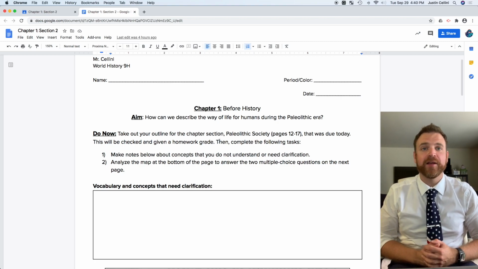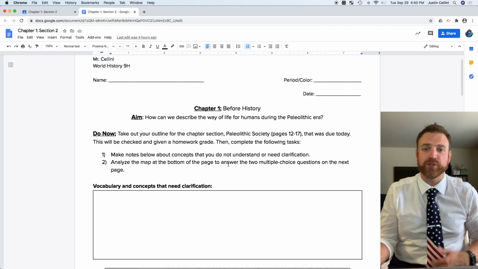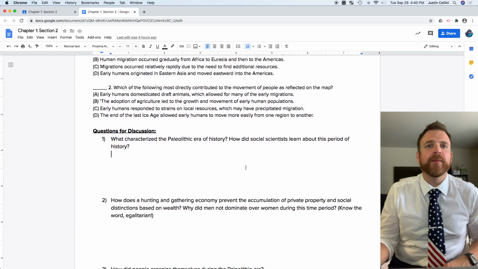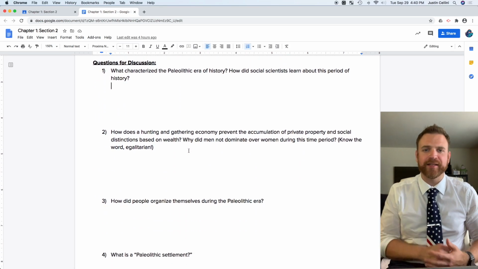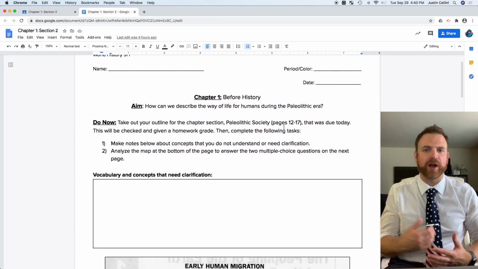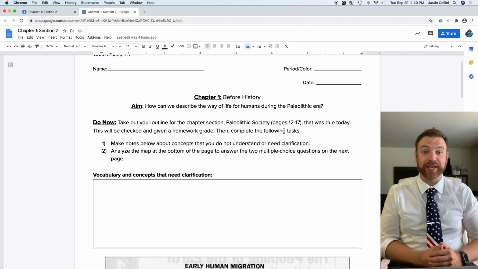Alright, so after we went over some of the key vocabulary and concepts you did not understand, we took a look at a map and some multiple choice questions, but I just want to dig a little bit into the content of the chapter first, okay? And the whole point of this lesson was to describe the way of life of humans during what we call the Paleolithic time period.